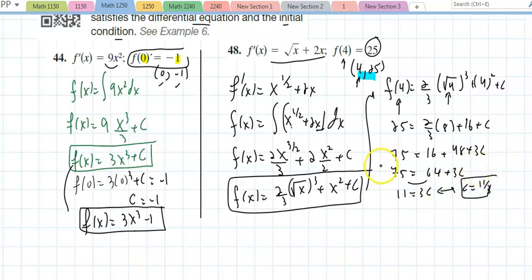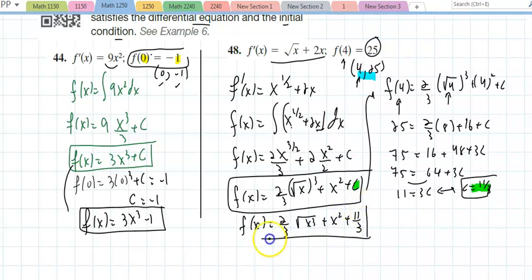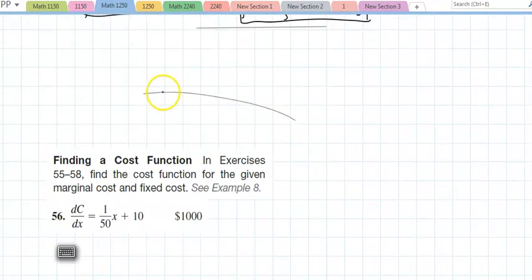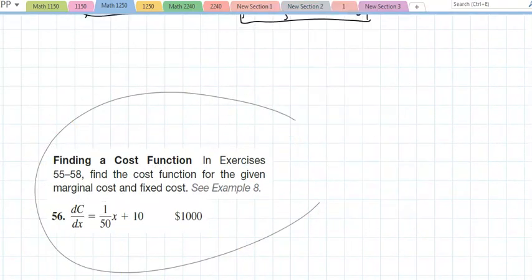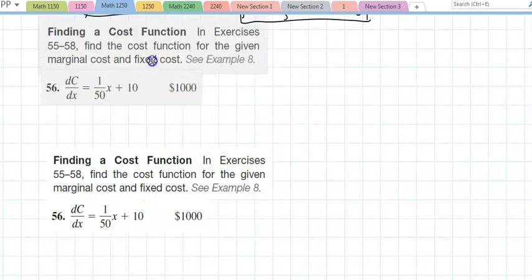All what you have to do is come back and put it right there and say the final answer for this problem is 2/3 the square root of x cubed plus x squared plus 11 over 3. That would be my final answer. If they gave me a point on the graph, they call this an initial value problem, meaning they gave you initial value. Then you find that c and everybody's happy. Now, let's apply this to what we know.